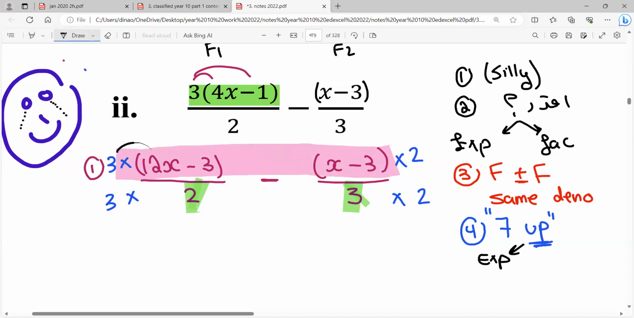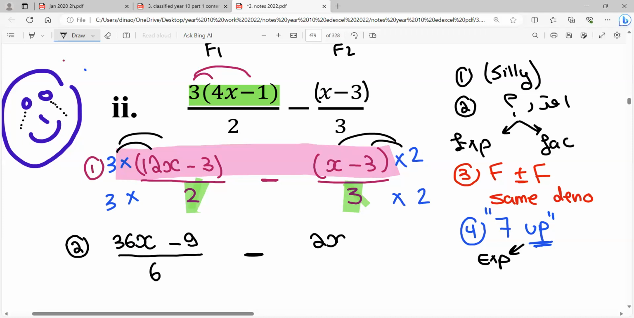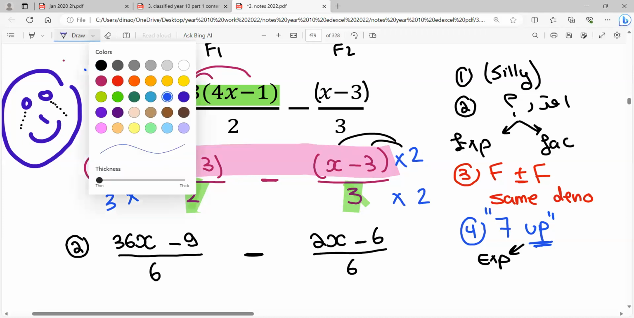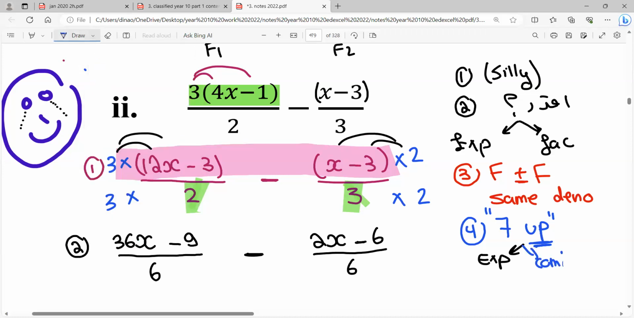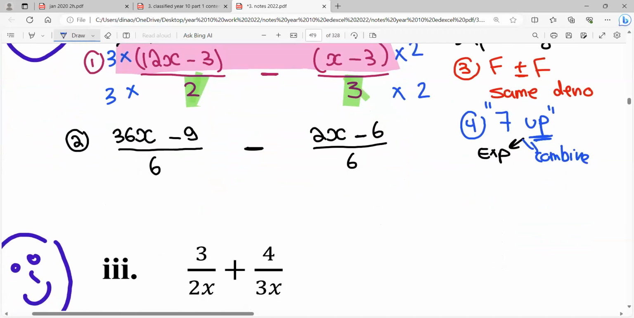So let's just expand over here, leading to step number 2. 3 times 12, which is 36x. 3 times negative 3 is negative 9 over, and of course we must combine the denominator. I mean, I must do 2 times 3 minus, expand here, 2 times x is 2x. 2 times negative 6 is negative 6 over 6. This is expand up. And then combine up, meaning collect like terms. Please be careful with the subtraction questions, because most of the questions at the end of the year are subtraction.